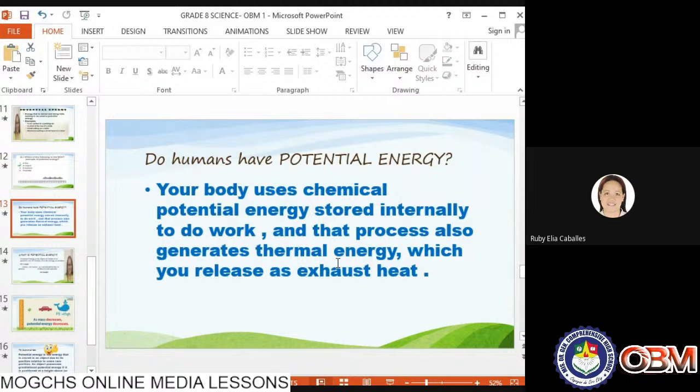Do humans have potential energy? Take note. Your body uses chemical potential energy stored internally to do work. And that process also generates thermal energy, which you release as exhaust heat.